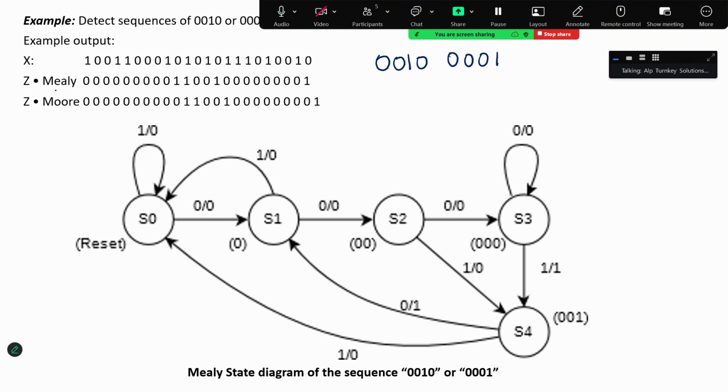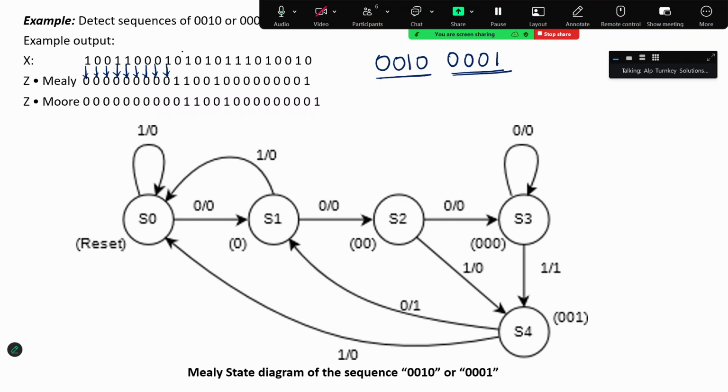Suppose I am taking a random sequence. So what does Mealy machine mean? I am checking for two sequences, 0010 and 0001. Here I am not getting any sequence, and I need to see 4 bits. Till you get the sequence, the output is 0 only.